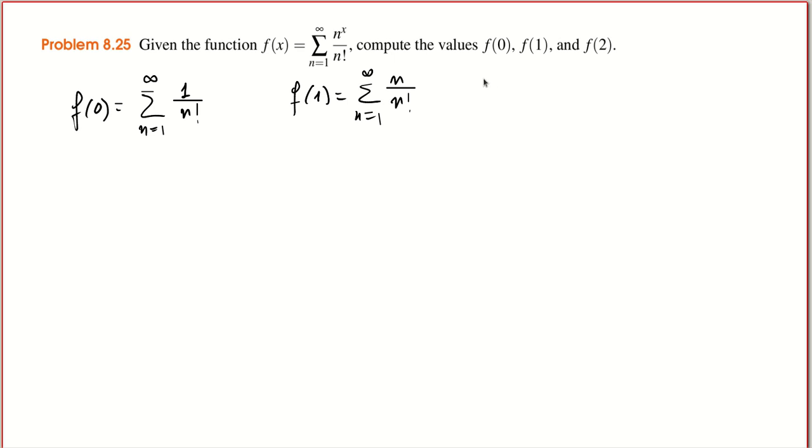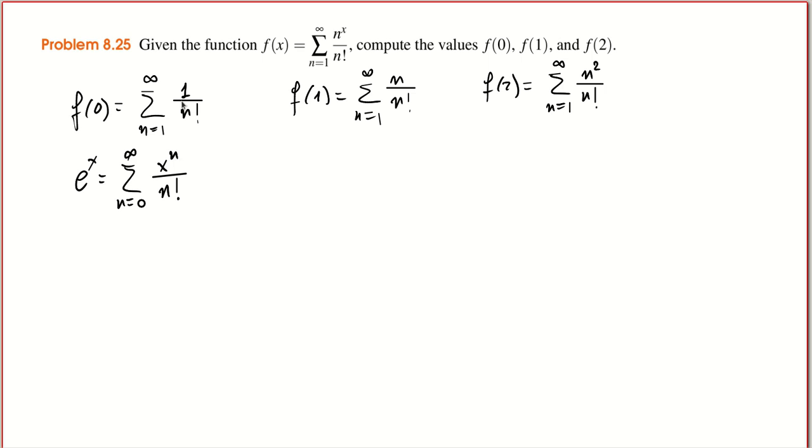And of 2, it is the sum from 1 to infinity of n squared over n factorial. So we have to evaluate these three series. Well, to sum them, the closest series that we have to this is the exponential. Remember, the exponential is the sum from 0 to infinity of x to the n over n factorial. So we have at least this n factorial in the denominator, and with suitable choices of x, we can try to match this series here.